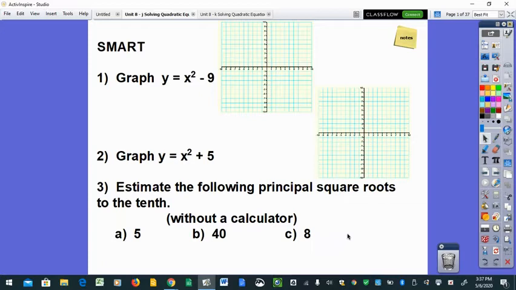So I'm going to ask you to pause the video and do those three things, and then we'll come back and see how you did. Okay, guys, so let's check out these graphs and these square roots.